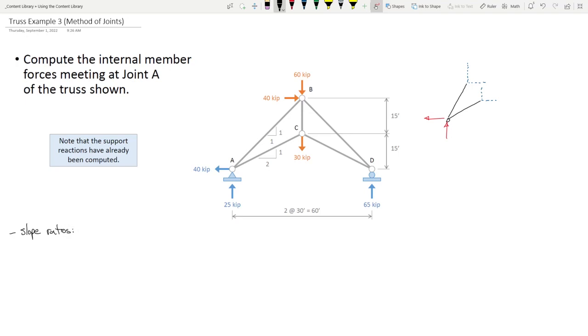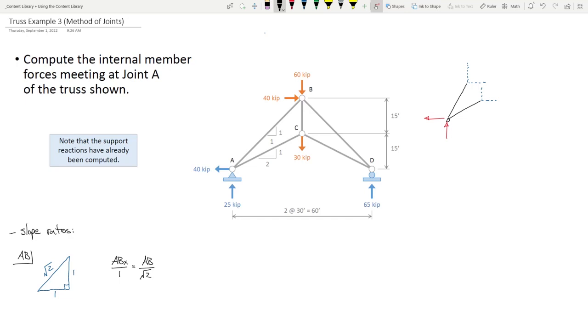So let's look at member AB. Member AB, if you see, is at a 1 to 1. So if this is 1 and this is 1, what's the hypotenuse? Square root of 2. All right, so would you agree with the following statement? Would you agree that ABx is to 1 as AB is to the square root of 2? Now, that's a little different than what we've done before.